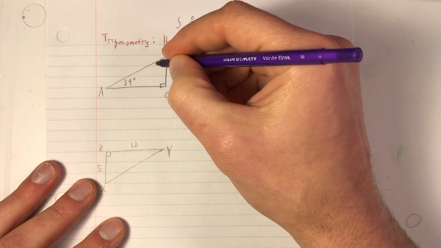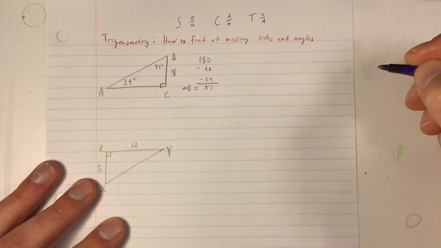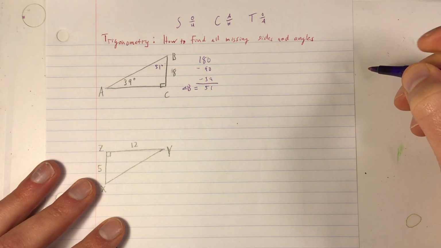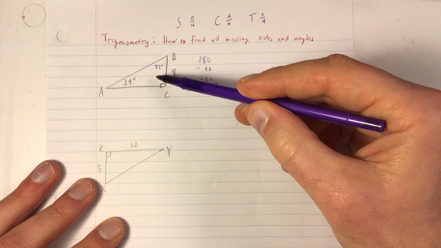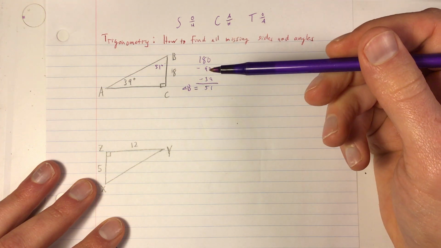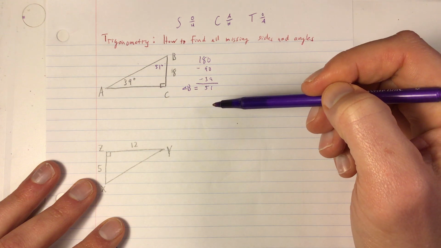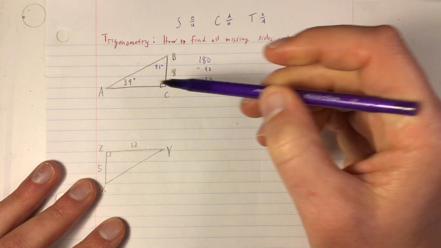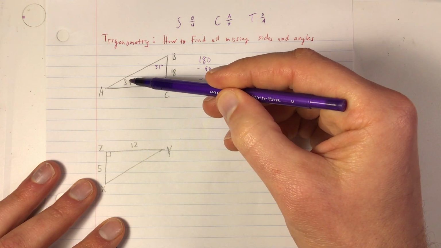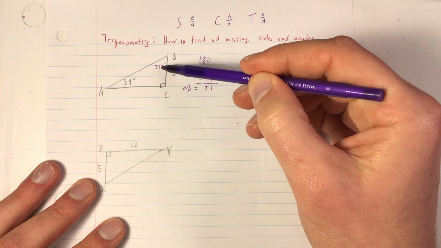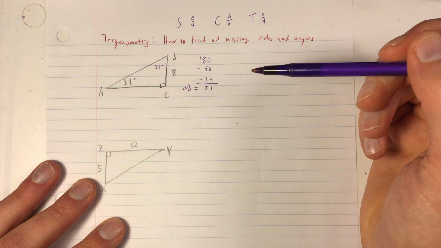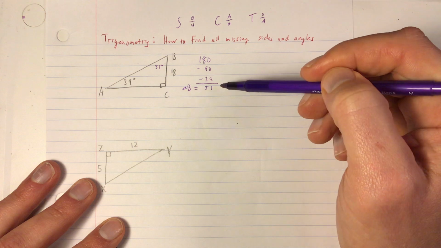So there's the first one right there. Well, that was easy. Okay, now to find the missing side. I can really choose whichever side I want. I could do this side first or this side first. It doesn't matter. Well, I can use this angle right here, or I can use 51 degrees. It's up to me. I'm going to go ahead and use this angle right here.